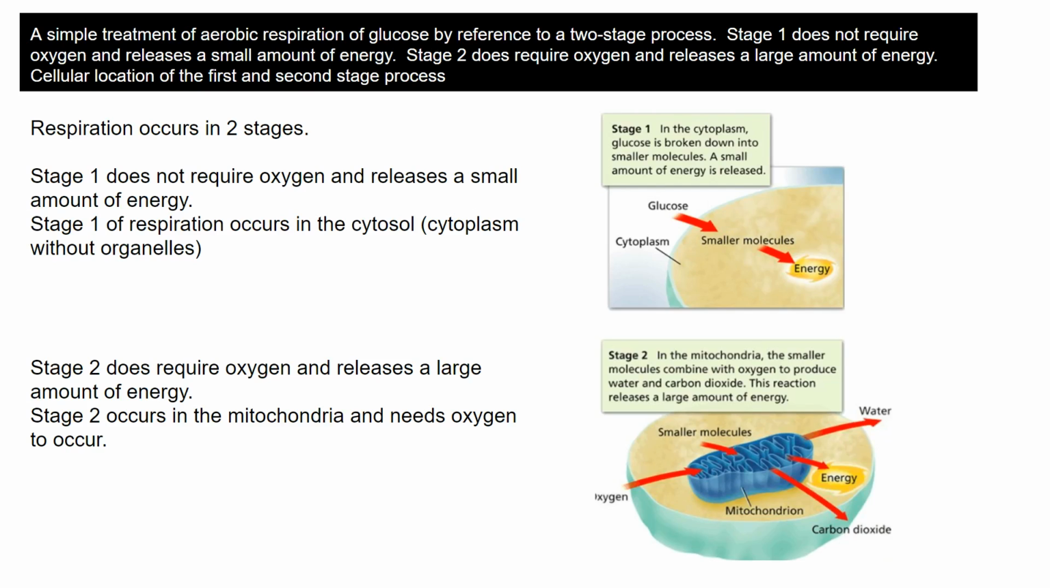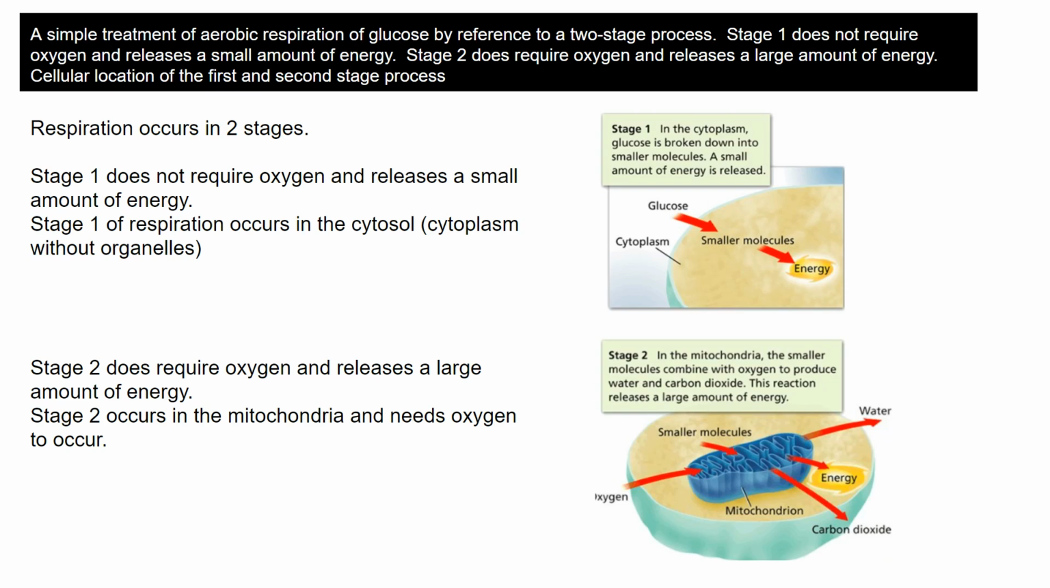We can look at aerobic respiration in 2 stages. In stage 1, it doesn't require oxygen and produces a very small amount of energy. Stage 1 of respiration happens in the cytosol of the cell. This is the cytoplasm without the organelles. So glucose is broken down to small molecules, releasing a small amount of energy.